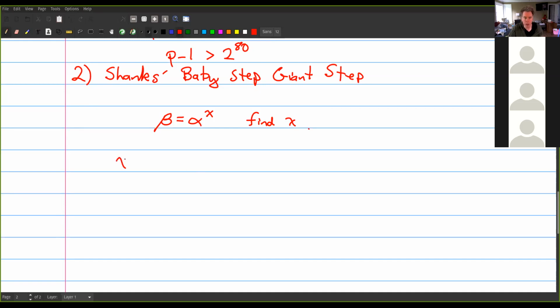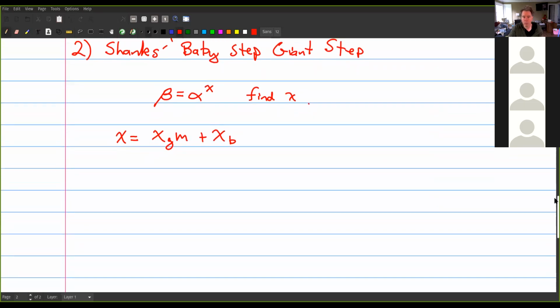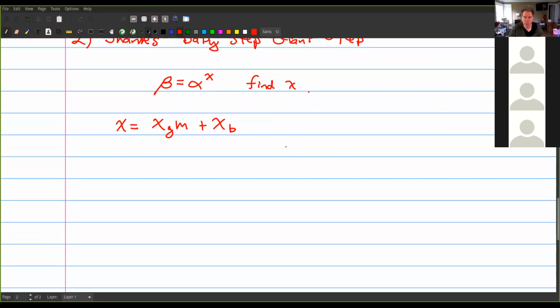So what you do is you write x is equal to xg m plus xb. So what are these three numbers? They're just made up numbers. M is a constant, which is the ceiling of the square root of the cardinality of g. If you've seen ceiling before, it just means round up.